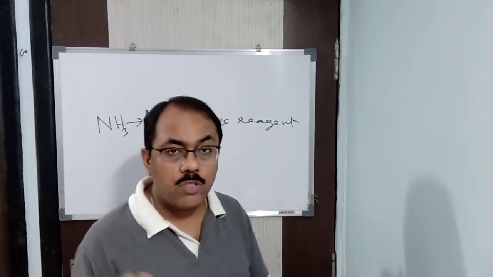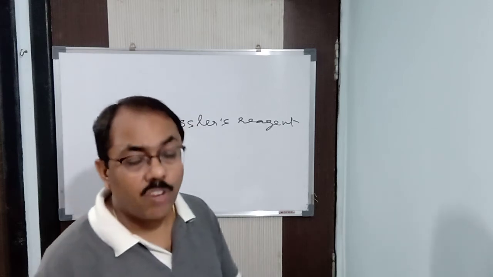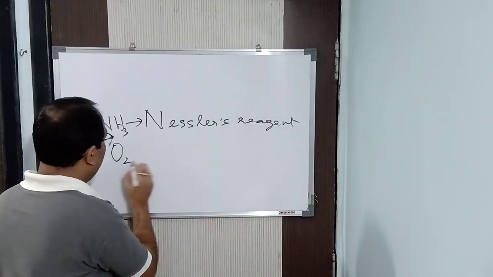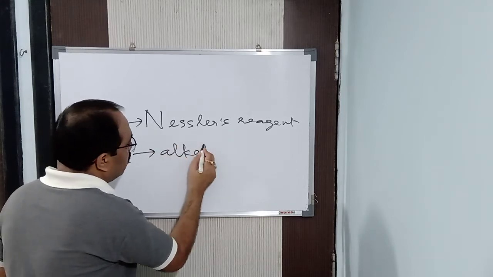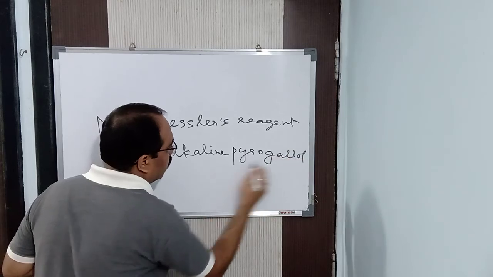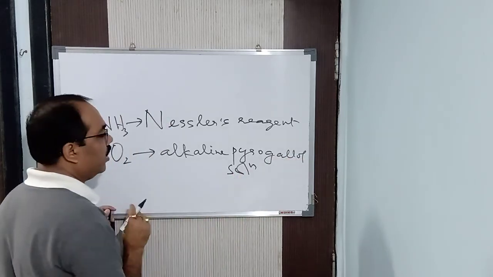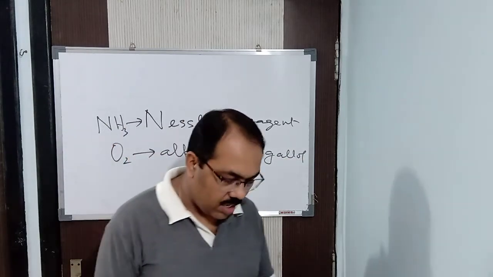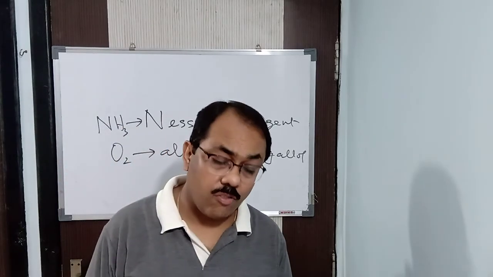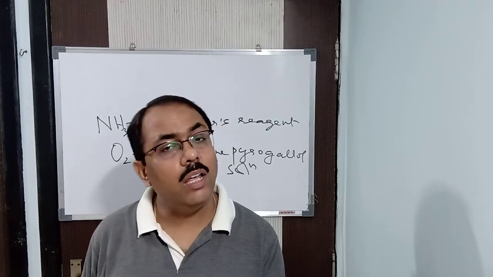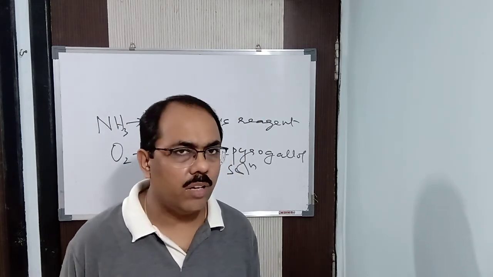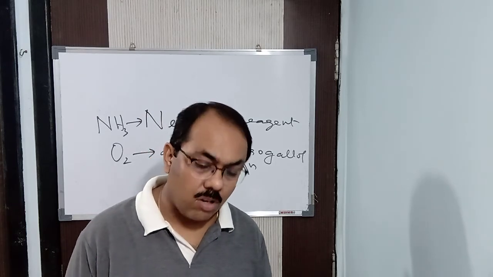Suppose you have a mixture of oxygen and nitrogen. You pass it through alkaline pyrogallol solution, where oxygen will dissolve in it, leaving behind nitrogen. In this way, by using a suitable solvent, you can separate the gaseous mixture. One of the components will dissolve and the other will remain undissolved. The one which is undissolved is separated.